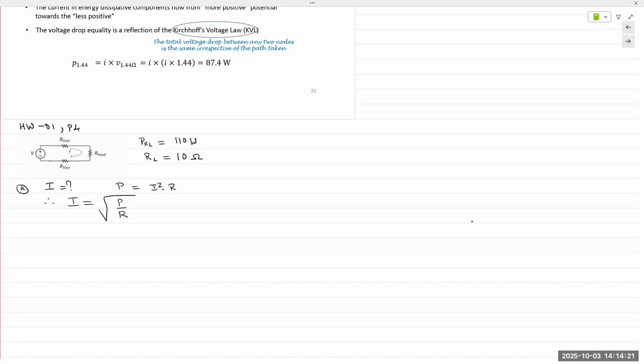Once we obtain the current, we can see the current is the same for the entire circuit. It's a series connection, right? So the same current must flow through the cable wires. So in part B, the question asks us, what if the voltage is 12, RL is still 10? So what is the voltage across that load resistor?